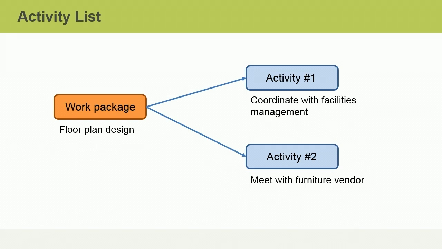It is helpful to keep in mind that work packages in the WBS are nouns that answer the question of what work needs to be completed, while the activities are verbs which answer the question of how the work will be completed. In our help desk example, floor plan design is one of our work packages. How will we accomplish this work? Two activities might be coordinating with our facilities management department and meeting with our furniture vendor. Our activity list is an important document that will help us through the processes of developing our schedule.